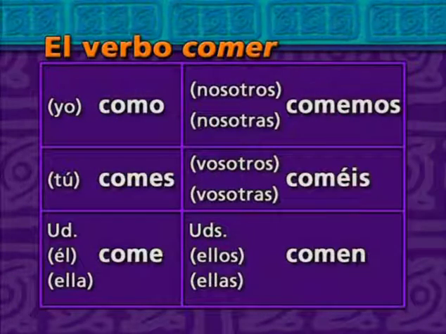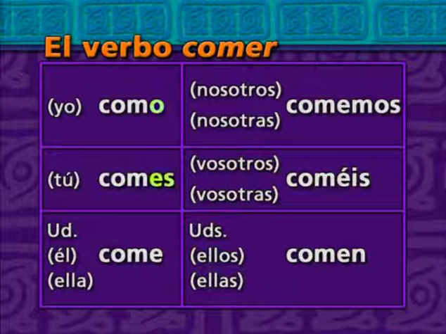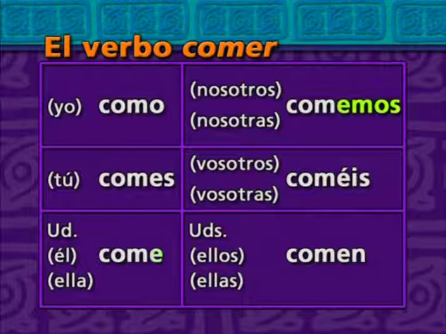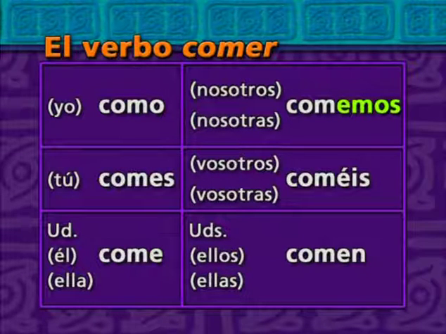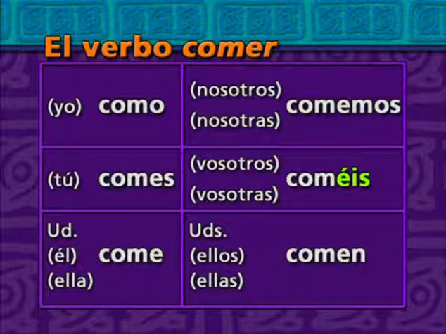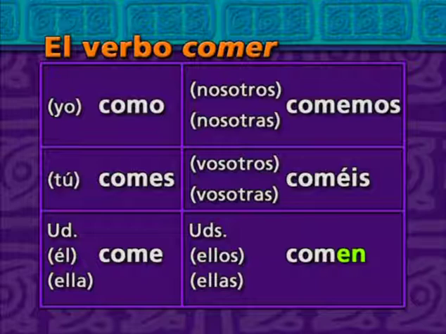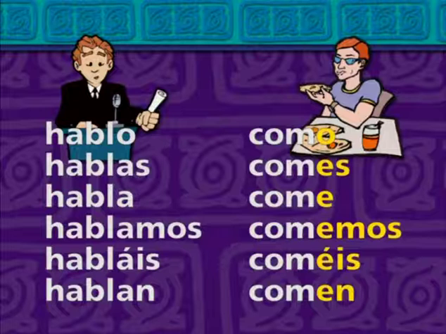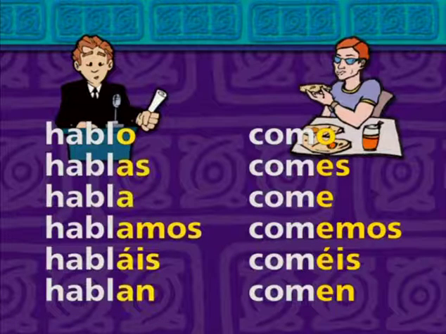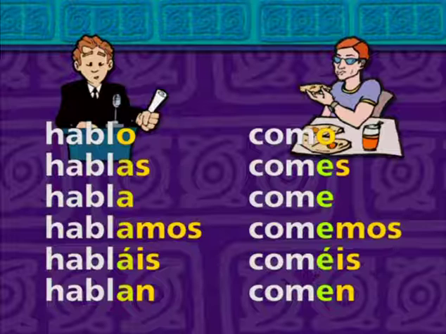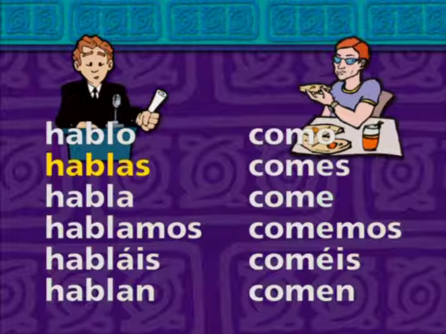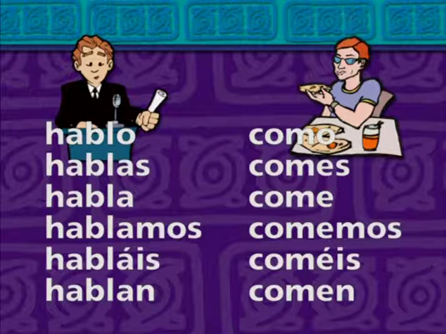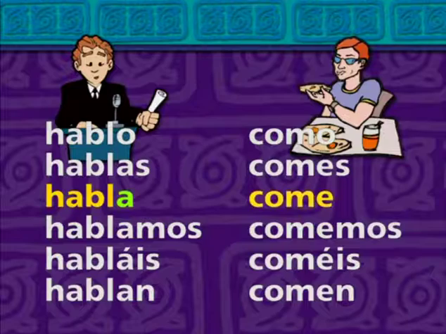The endings for ER verbs are O for the yo form, S for the tú form, E for the usted, él, ella forms, hemos for the nosotros and nosotras forms, es for the vosotros and vosotras forms, and en for the ustedes, ellos, ellas forms. You can see that the endings of the present tense conjugation for ER verbs are the same as those of the conjugation for verbs ending in AR, with the letter A changed to E. In the tú form, hablas ends in as, and comes ends in es. In the usted, él, and ella forms, habla ends in a, and come ends in e.